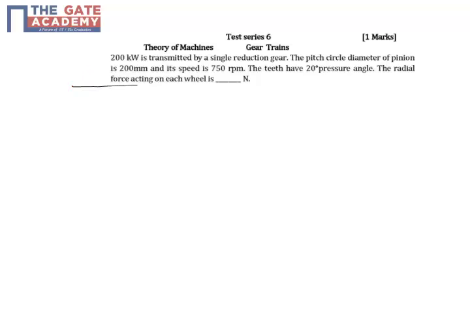So let's discuss a question from theory of machines. You are given a single reduction gear that transmits 200 kilowatts. Basically there will be a pair of gears in contact, so in this single reduction gear there are two gears. The pitch circle of the pinion is given, so we will focus on the pinion.